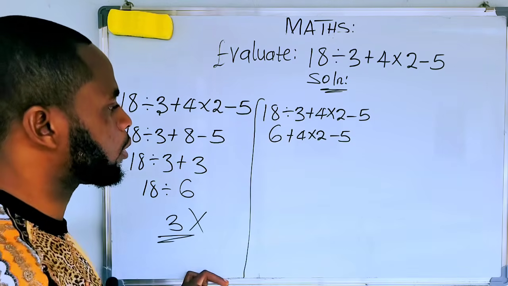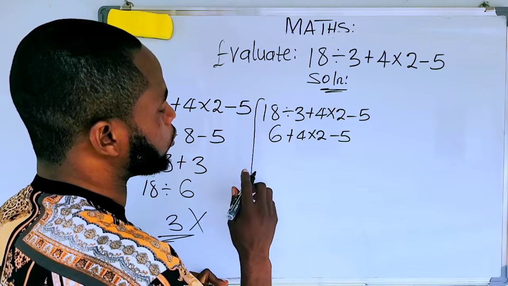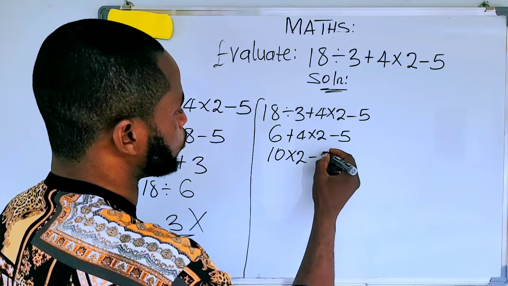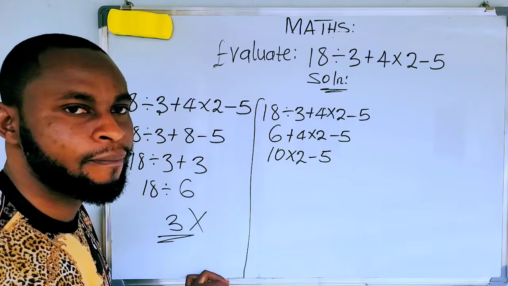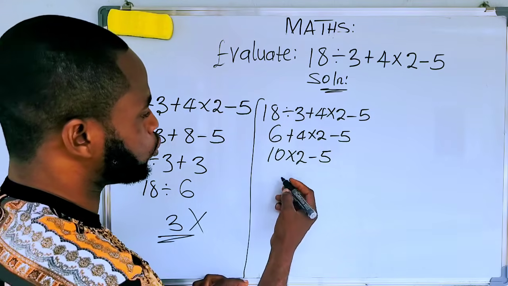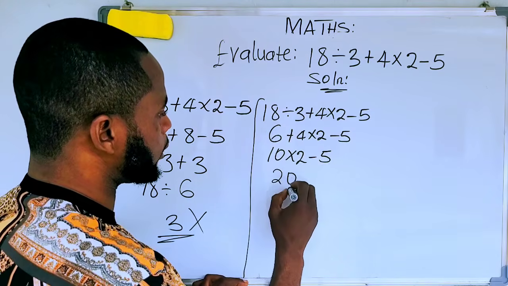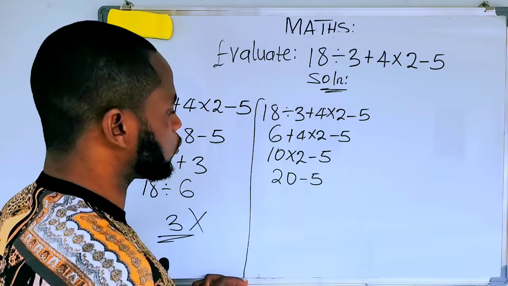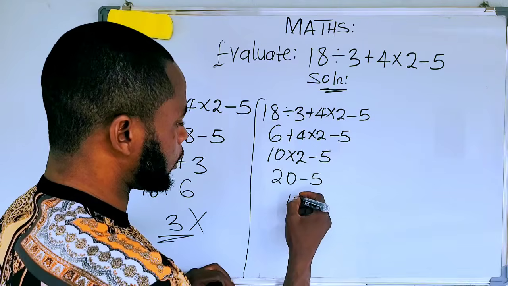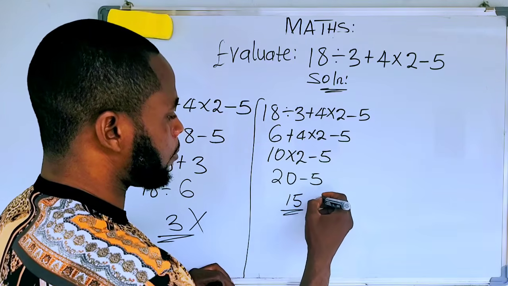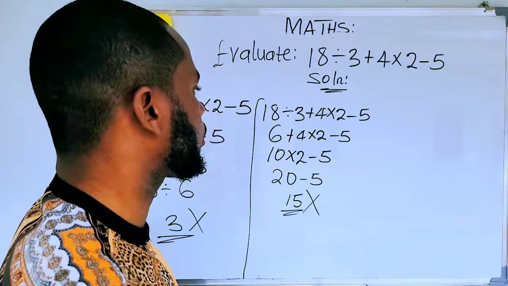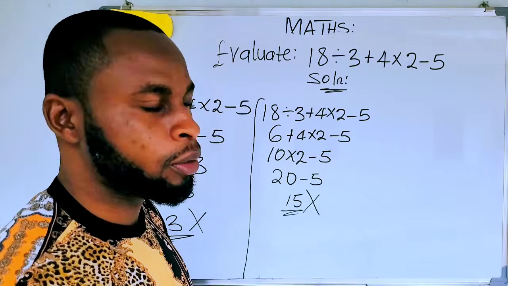Then at this point we have here 6 plus 4, that gives 10, multiplied by 2 minus 5. Then right here you have 10 times 2, that gives 20 minus 5. Then 20 minus 5 gives 15. But this answer is still wrong. This is still a wrong approach.